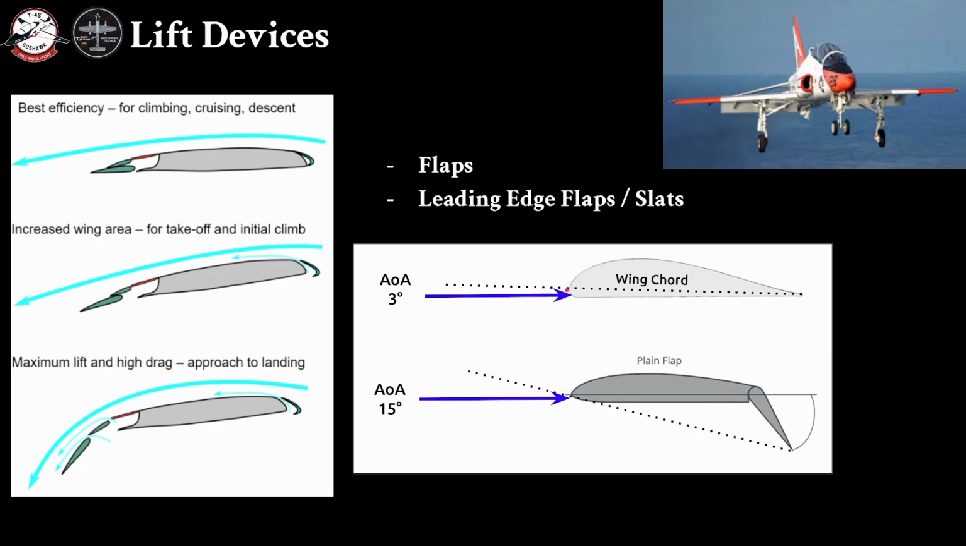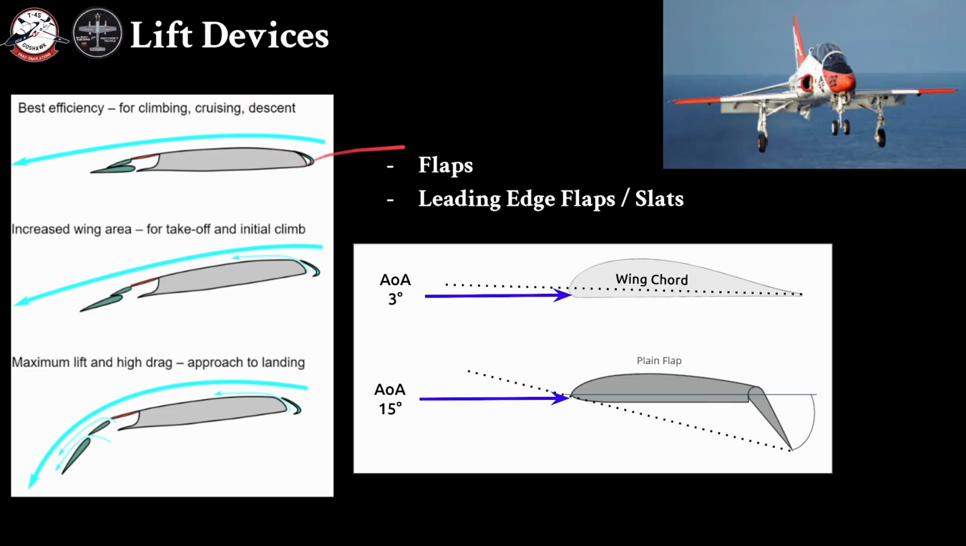Because remember, the wing chord is a line that's drawn from the most forward tip of the wing foil to the most rear portion of the wing foil. That's the wing chord. Well, as that flap comes down, it changes the wing chord without changing pitch, thereby creating more lift while allowing the aircraft to go slower.